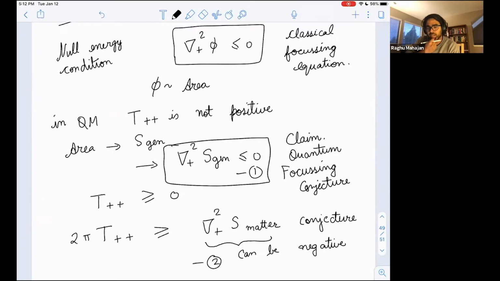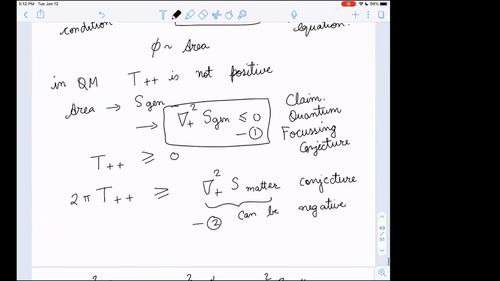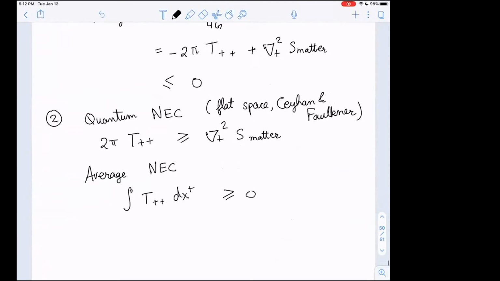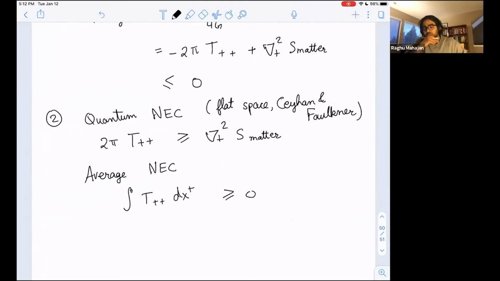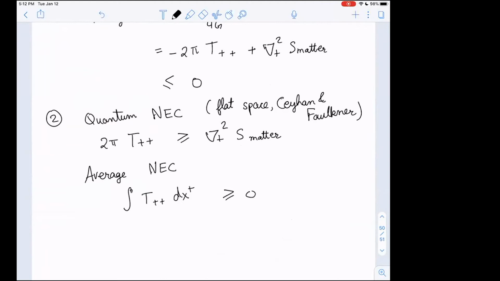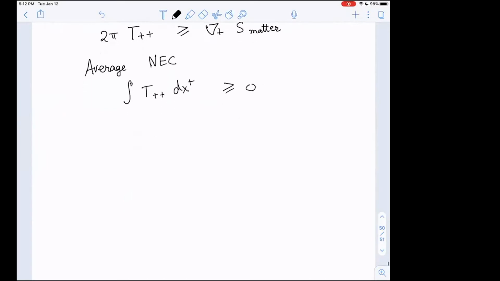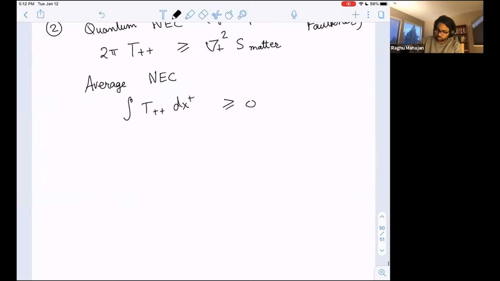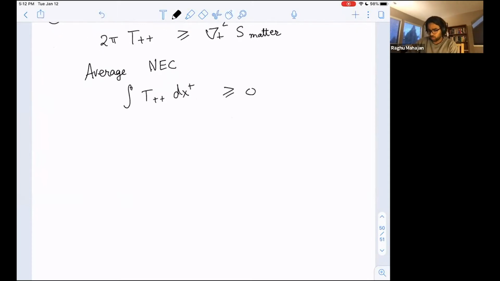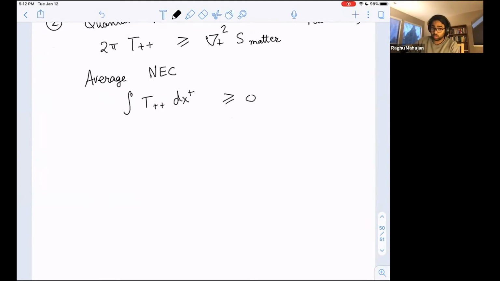Okay, Jungi, does that answer your question? Yeah, that answers my question, but I have another question. You have S matter and the S generalized entropy. It's not a local quantity, it's kind of an integral. But T++ is local, like a density. So how does this inequality work with the derivative? It's true what you said, that the right-hand side is non-local, but that's the best we can do, and this is still correct.